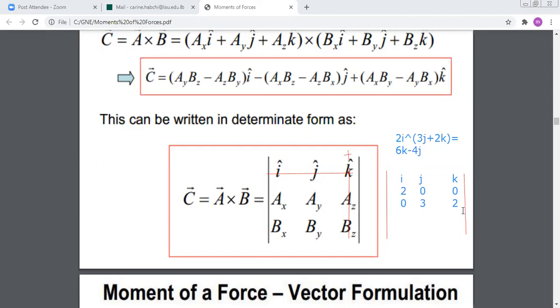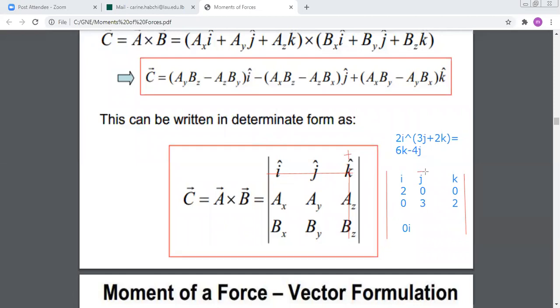So you have 0 minus 0. So it's 0 along i. So the first component is 0 along i. Now along minus j, okay, always do not forget to put the minus above j.